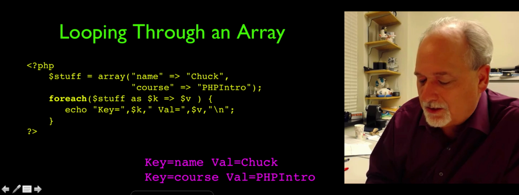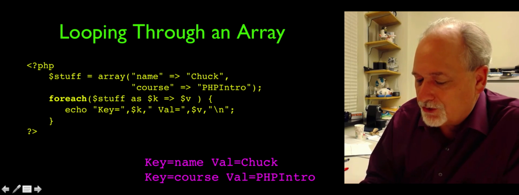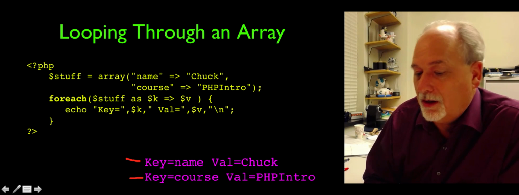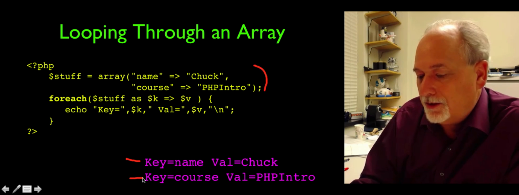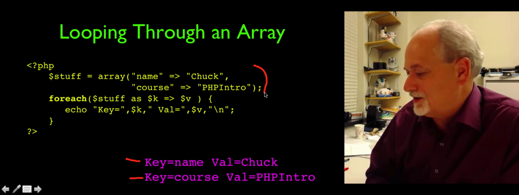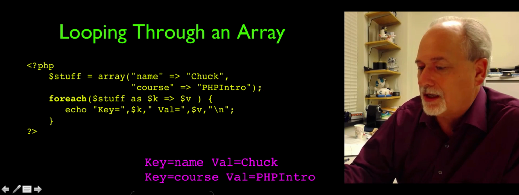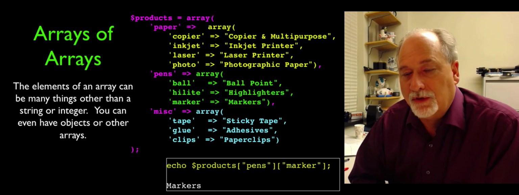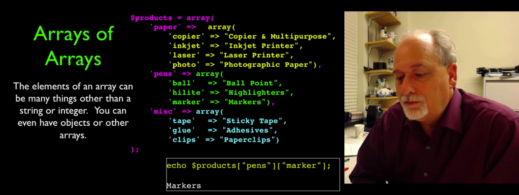And so when I'm printing these out, key equals name, val equals Chuck. The loop runs twice, and the value pairs are there. Now, again, unlike Python, these you put in order, and they tend to stay in order, although we'll see in a second how you change them. So that was a quick review of the stuff we've talked about in previous lectures.